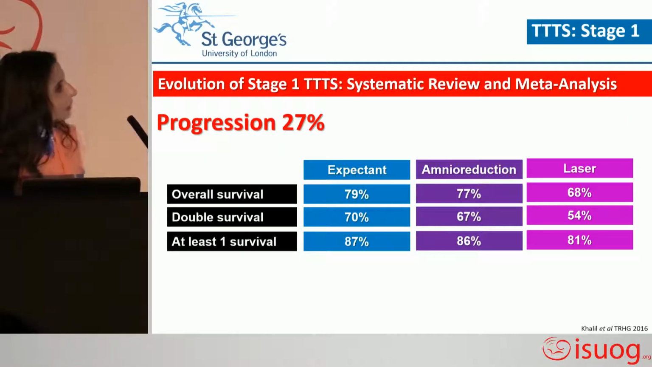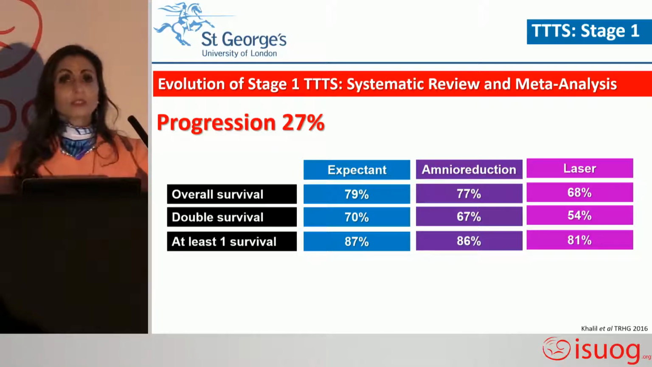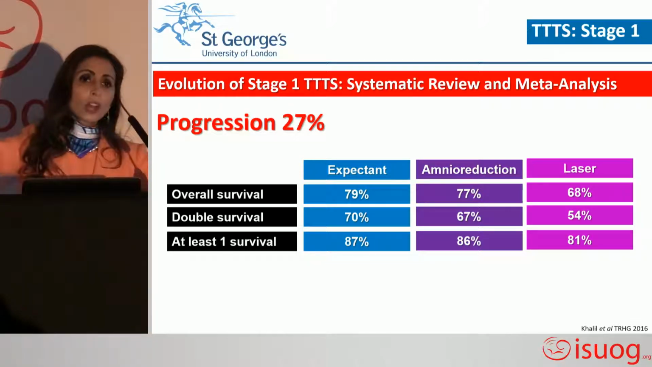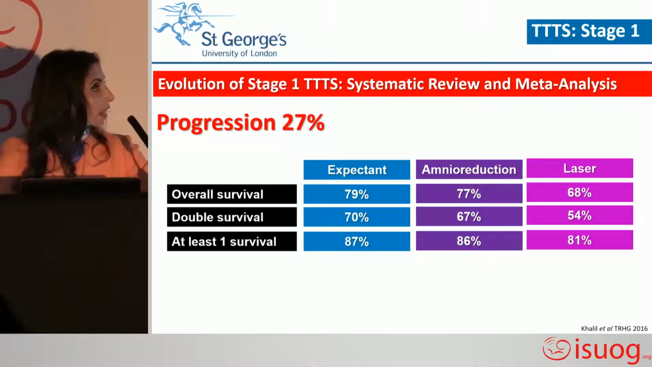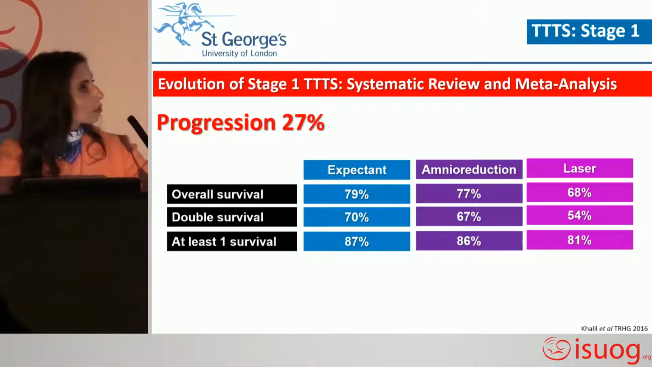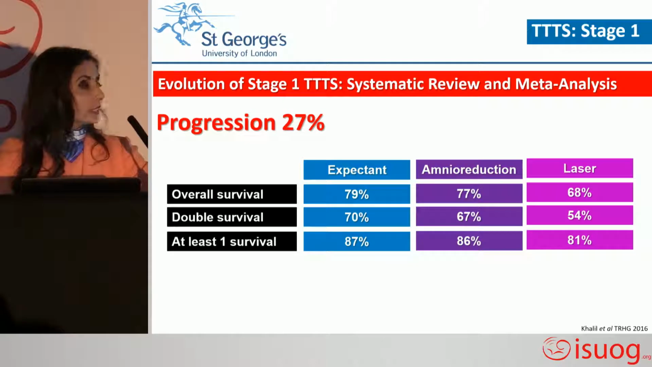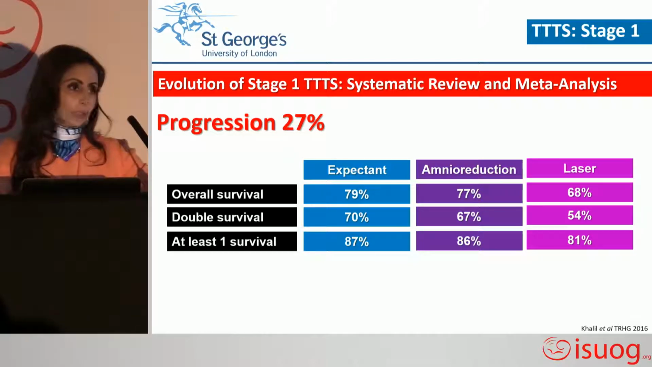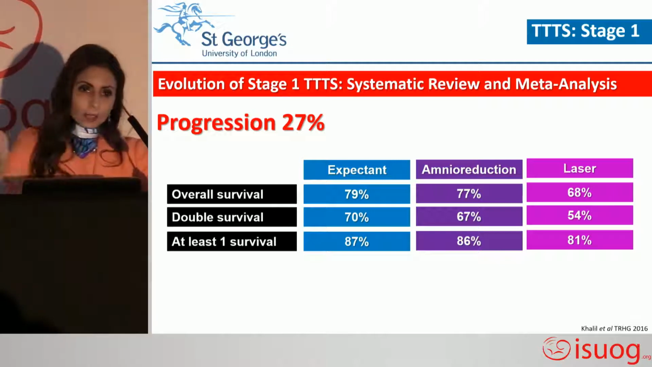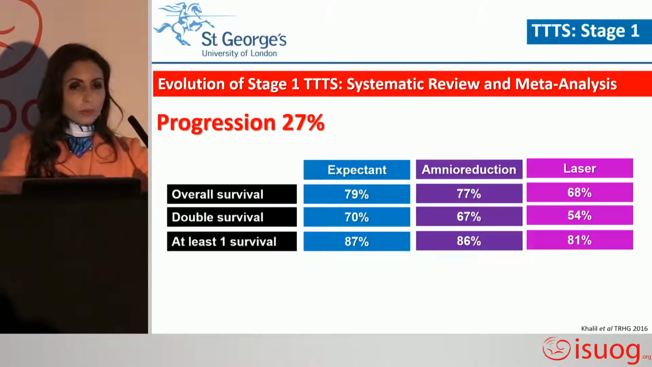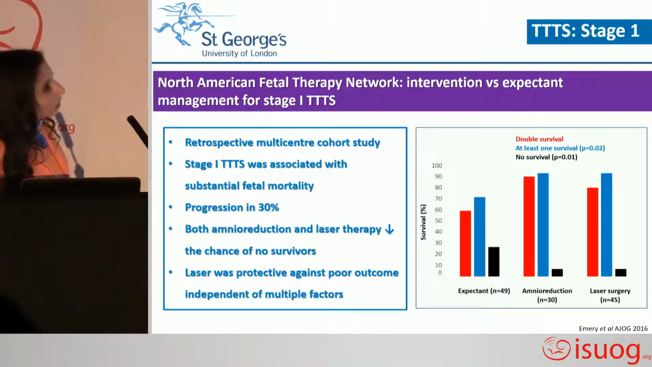So what about stage 1 TTTS? We said that not all the cases need laser, and in fact, not all of them will progress to stage 2 or higher. The progression rate is only about 30%. And as I said, the survival according to the different options of laser treatment is not hugely different, but the data is observational, and therefore there is risk of bias, because certainly the cases that are likely to progress are the ones that are likely to have the intervention and are the ones that are likely to have worse outcome.